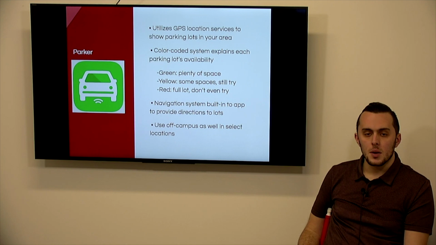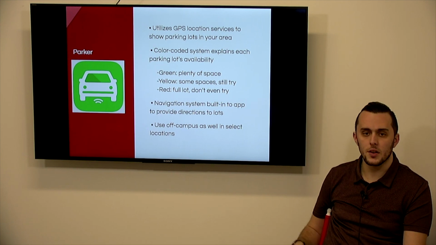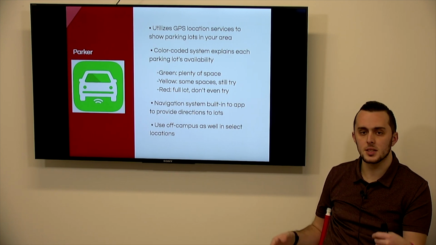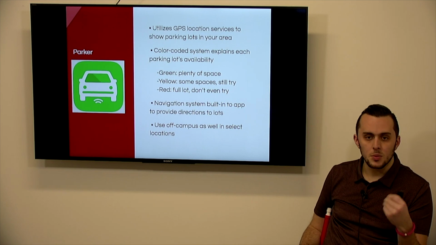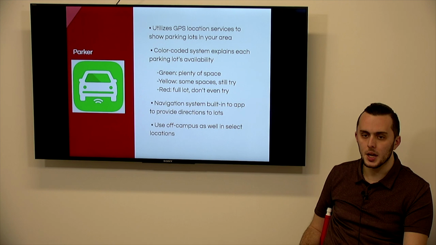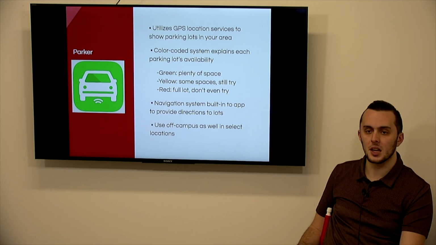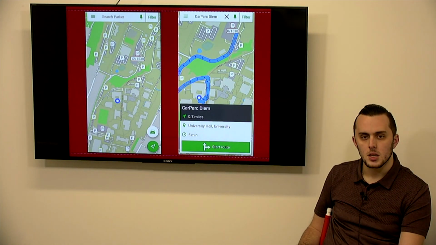Parker. The Parker app is great if you're coming to campus. It uses your GPS location to show you parking lots in our area, what's available, what has space. Green would be plenty of space available, yellow is some spaces so you can still try, and red would be a full lot, so don't try it at all. There is a navigation system built into the app that gives you directions to the lots if you're not sure where you're going. But Parker is not necessarily just useful for campus; there are tons of off-campus locations that show you their parking as well in public spaces.